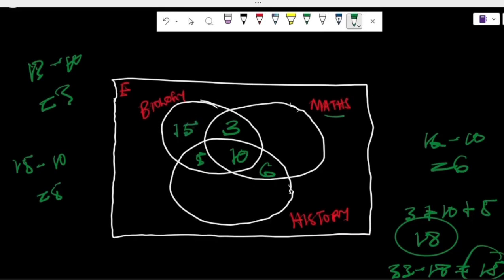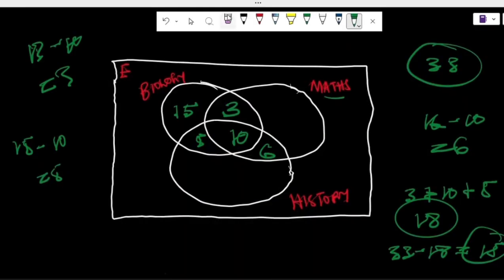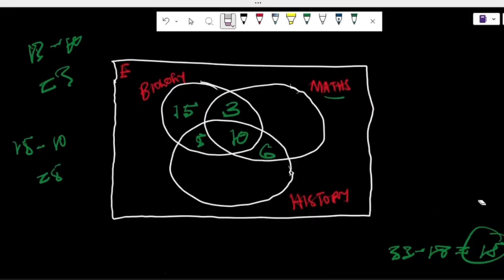So that when you add 15 plus 5 plus 10 plus 3, this is going to give you a total of 33 learners, which is actually correct according to the information given. In the same manner, notice that the number of students who collected the math textbooks is actually 24. So this means that when you look at the math set here, when you add the number of students or learners, it should give you 24.